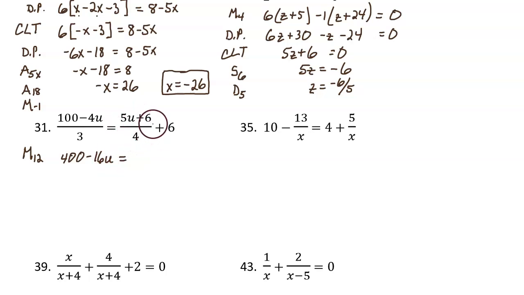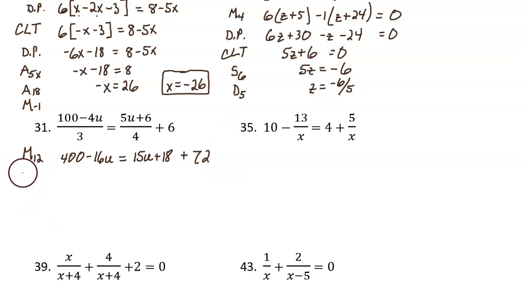What happens when you multiply this by 12? Think about what 12 over 4 reduces to. It reduces to a 3. So this would become 15u plus 18. Finally, remember how we were multiplying by 12? 6 times 12 is 72.